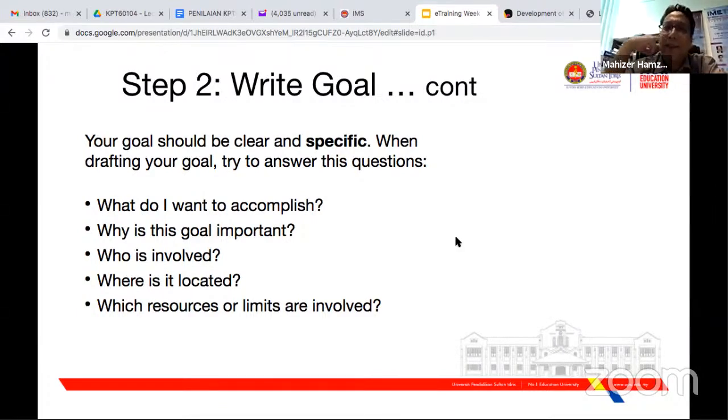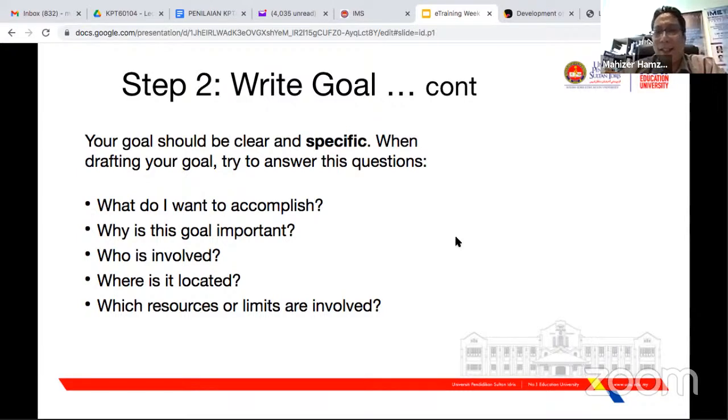It depends. If the course involves using a machine, maybe you will hold it at the industry itself. Or let's say you are doing it online, maybe anytime and anywhere, but using a certain platform. And then which resources or limits are involved?